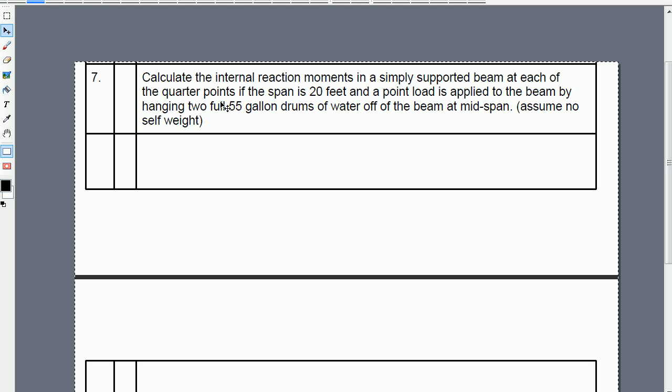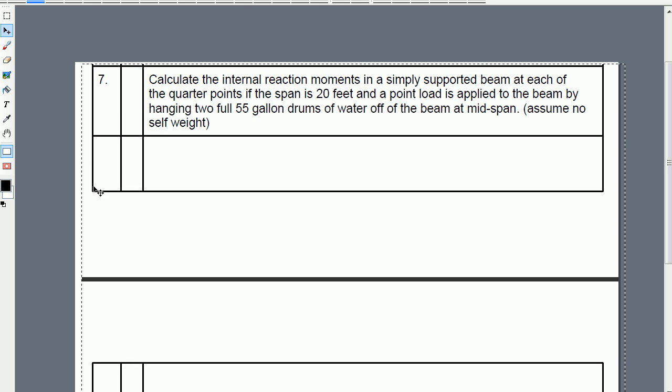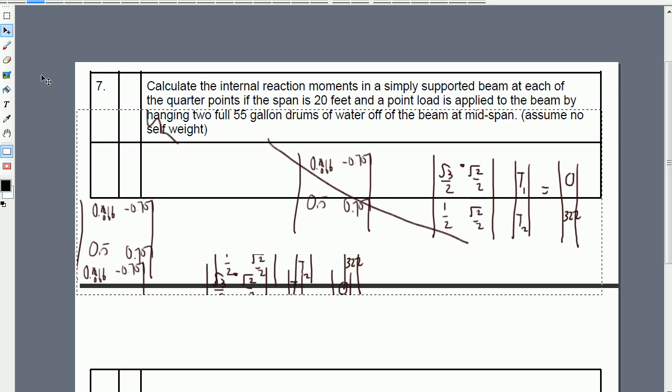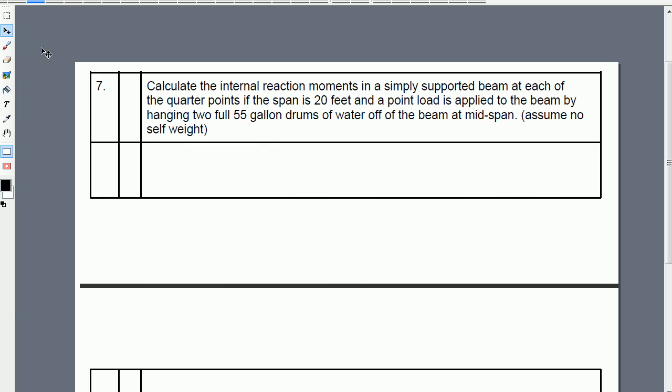Pretty straightforward. Realize you have two 55 gallons, right, of water. Now 55 gallons is, let's see if we can go ahead. And we're going to go to a new layer. Okay, now we're back to here. So 55 gallons is 110 gallons times what? 8.34 pounds per gallon, and that's going to get your weight here.